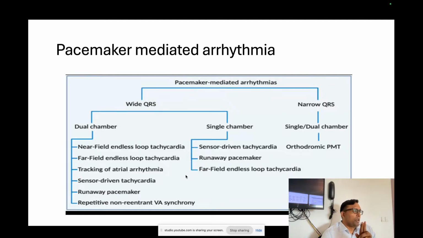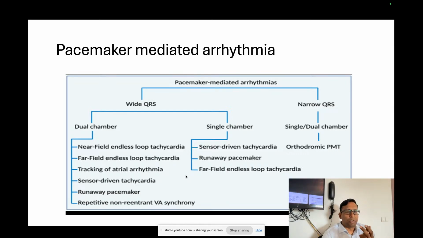So first of all, whenever wide QRS tachycardia is happening in a patient of pacemaker, what are the possibilities? This will be always an open question for you when you are going to the device. You are putting magnet, sometime you are able to terminate. But if it is not terminated, what are the other possibilities? That we have to know. So if it is a dual chamber versus single chamber, this question has to be answered.